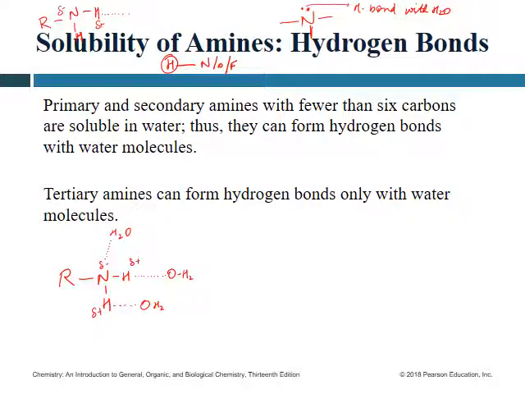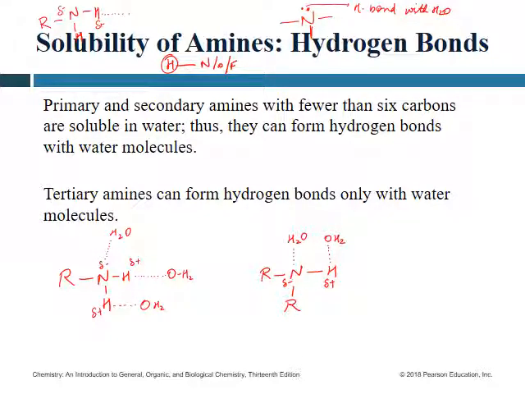Now let's talk about secondary amine. If we have a secondary amine, what happens in secondary? There are two alkyl groups, so there's only one hydrogen left. So this is partial positive, this is partial negative. So this can form a hydrogen bond with water. This hydrogen can form a bond with the oxygen of water, right?